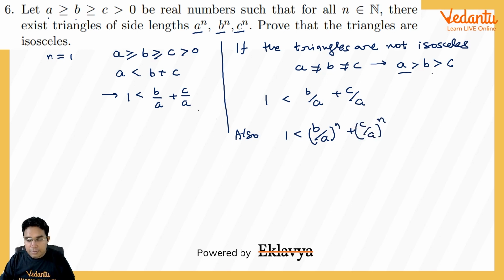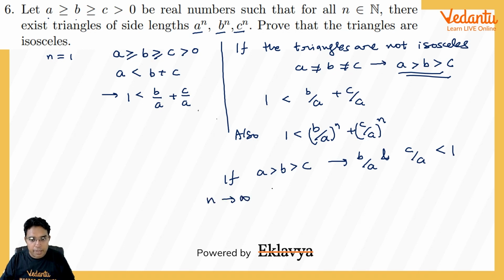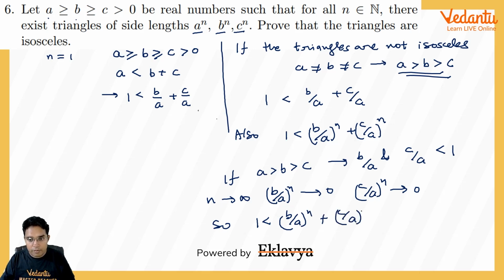But if there is a strict inequation, if A is greater than B greater than C, then B upon A and C upon A both will be less than 1, and as n approaches infinity, (B upon A) whole power n will tend to 0 and (C upon A) whole power n will also tend to 0. So 1 less than (B by A) whole power n plus (C by A) whole power n is not possible for large values of n.